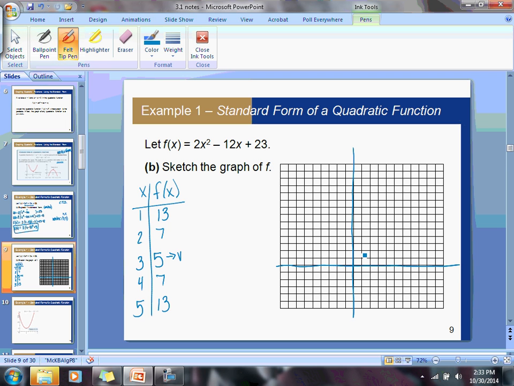I don't think I have 13 lines here. 7, 8, 9, 10, 11, 12, 13. Oh, look at that, I do. Okay, so 1, 13, 2, 1, 2, 3, 4, 5, 6, 7. And then 3, 1, 2, 3, 4, 5. All right, so there's our parabola.